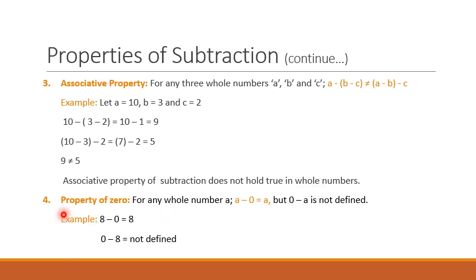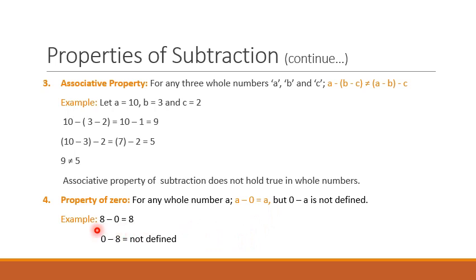Now let's see the last property, that is the property of 0. It says for any whole number a, the difference a minus 0 is equal to a, but 0 minus a is not defined. Or I can say if I subtract 0 from any number, then the difference is that number only. This is what the 0 property means.